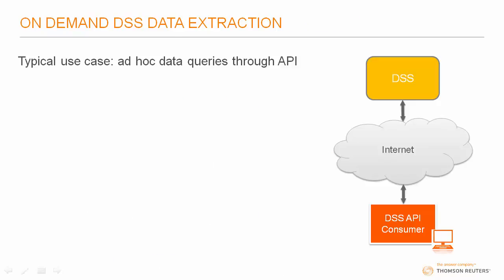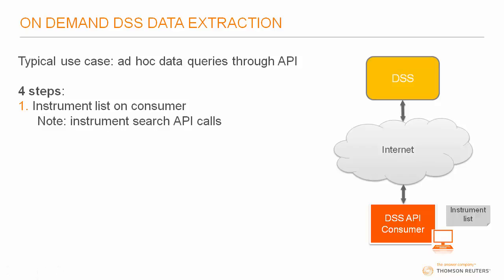On-demand queries are high-level calls made through the API. They do not have their equivalent in the graphical user interface. We obviously need an instrument list, but this is managed on the client. It is not saved on the server. Instruments can be searched using API calls, so automated workflows can integrate such capabilities.